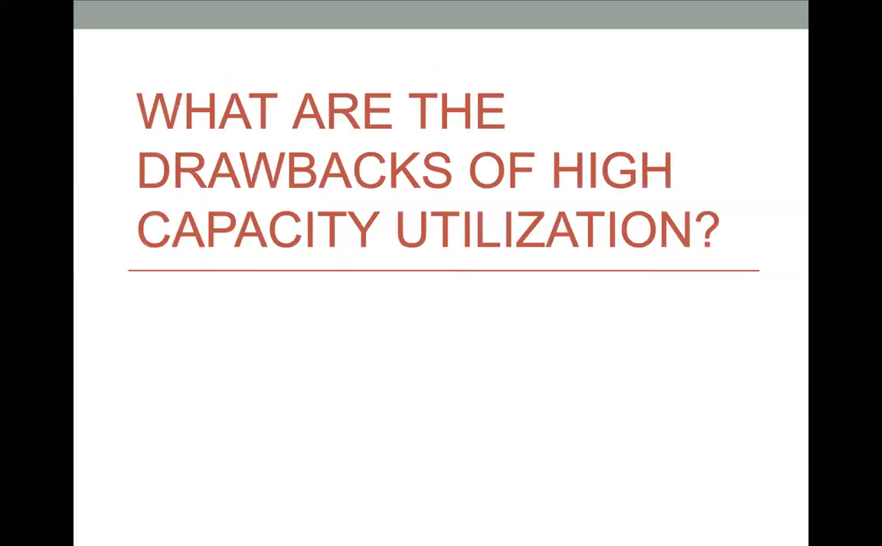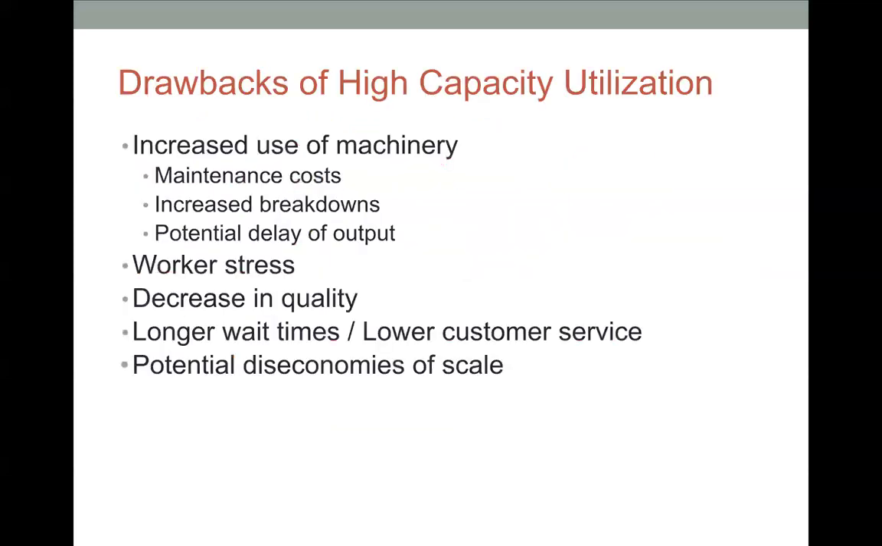All right, so there are drawbacks of high capacity utilization. You can see that there's probably, if it's a mass flow or even a batch situation, where we might see an increased use of machinery, which increases maintenance costs, maybe increased breakdowns, potential delay of our output. It could also cause worker stress.